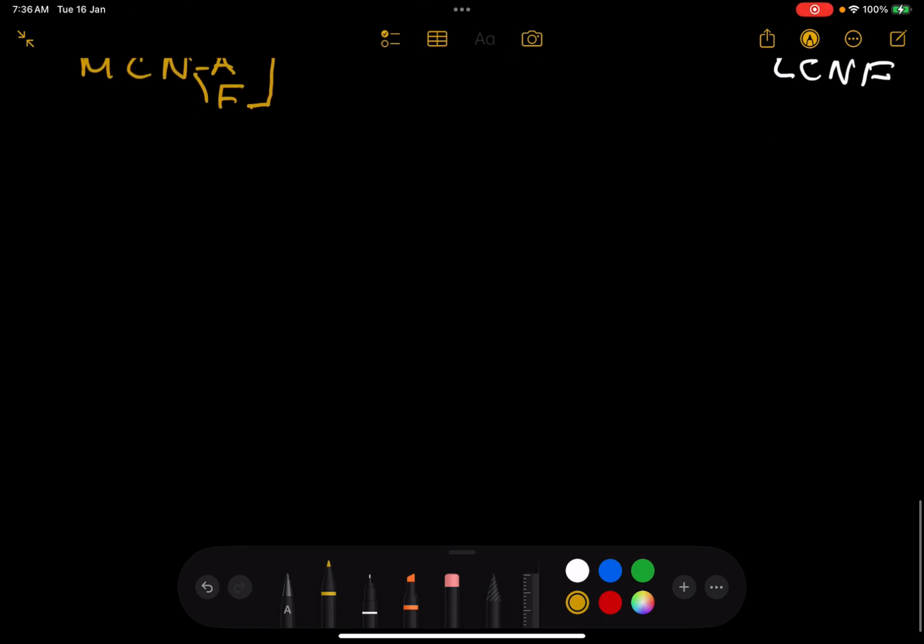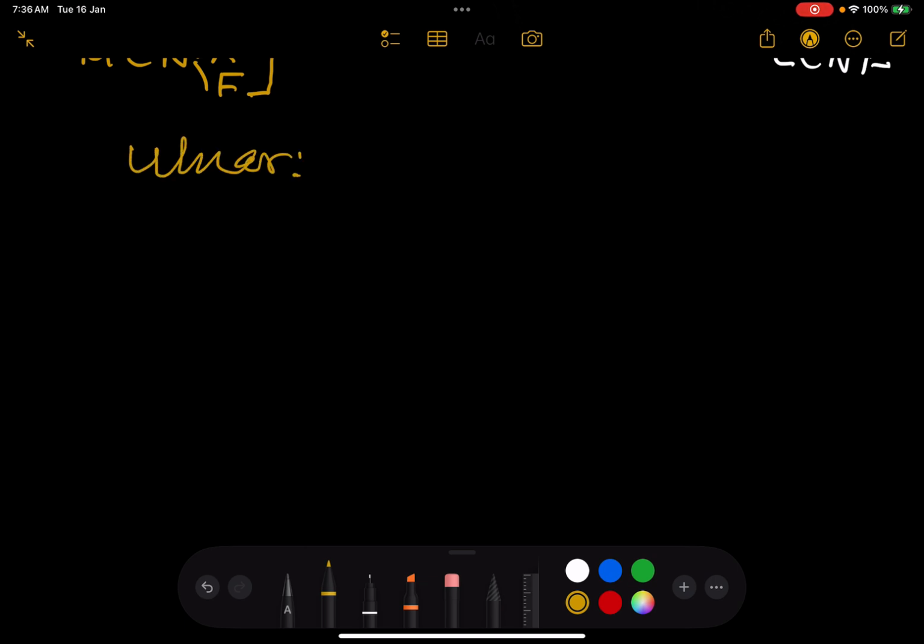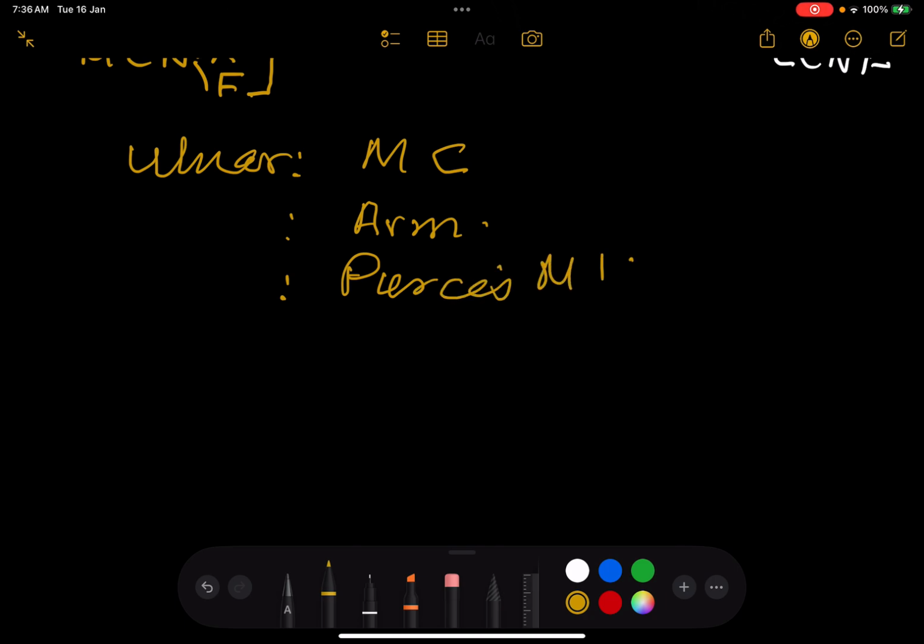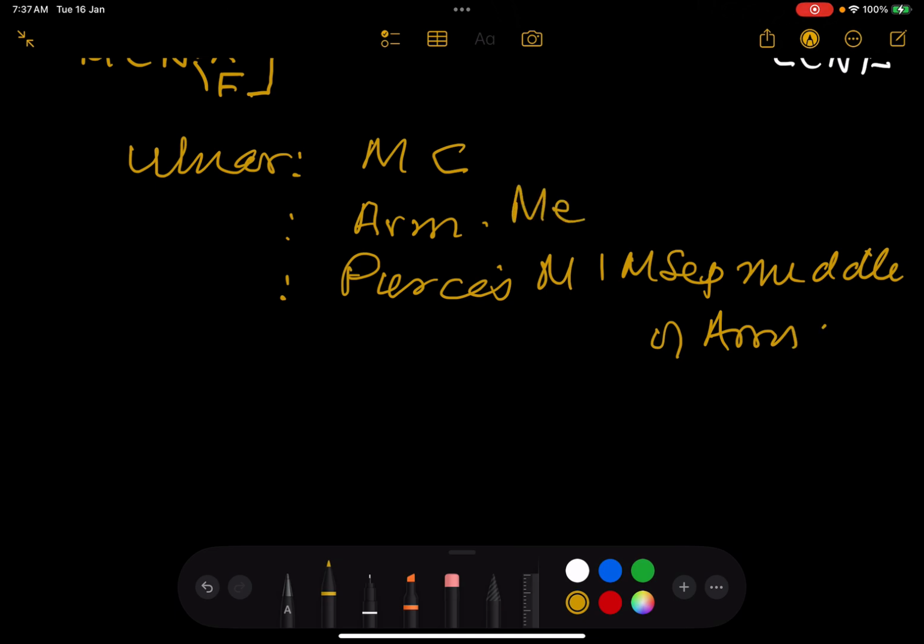Then, so ulnar nerve, continuation of medial cord, enters the arm, pierces medial intermuscular septum in the middle of the arm, so it lies in the arm medial to artery.